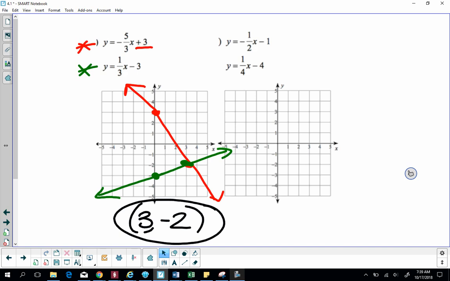It's okay. This one you're getting a slope-intercept one. So see how we get it right here.